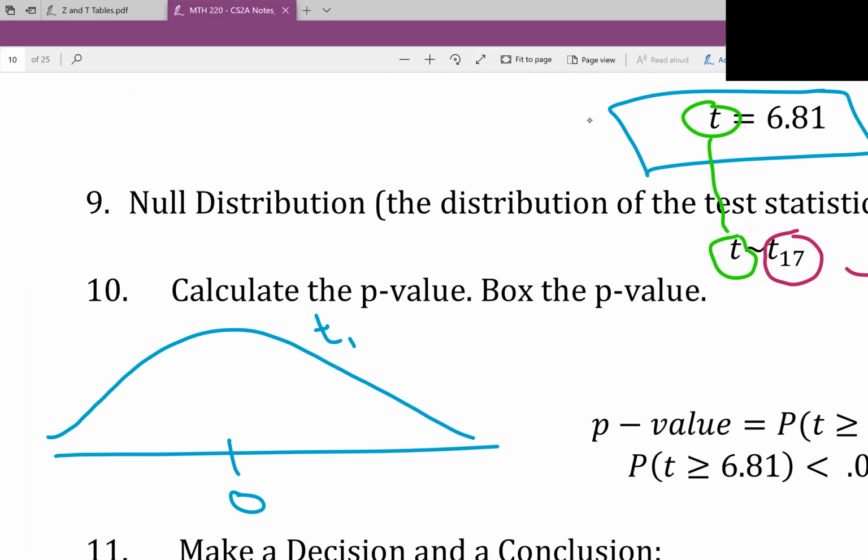Okay, again, this is going to be T17. This number line continues indefinitely. So I'm here at about 6.81, okay?